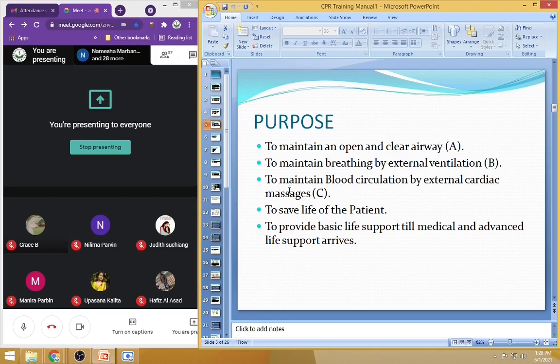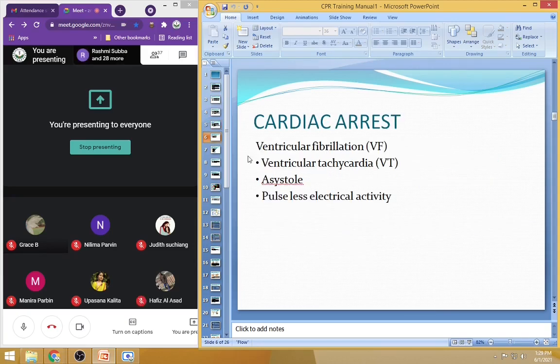A, B, C, or C, A, B. I'll tell you later on. The aim is to save the life of the patient and to provide basic life support till medical and advanced life support arrives. So CPR is to provide basic life support till medical and advanced life support arrives. Are you clear this much? Yes, ma'am.